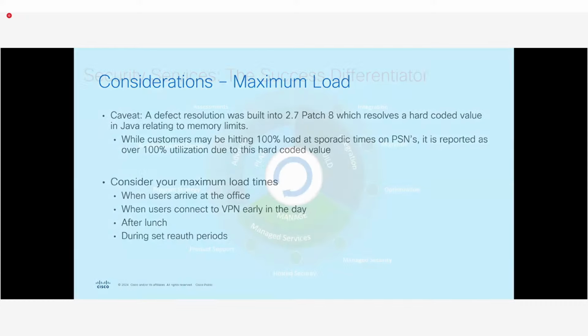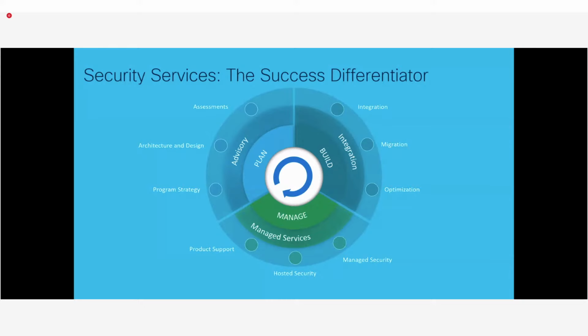The final aspect that I'll talk about, on one of my final slides here, is security services as your success differentiator. As I mentioned, I work for Cisco Professional Services, or Cisco Services. We have three different branches: the advisory branch, the integration branch, and the managed services branch. Many of us work across multiple branches. I work across advisory and integration.